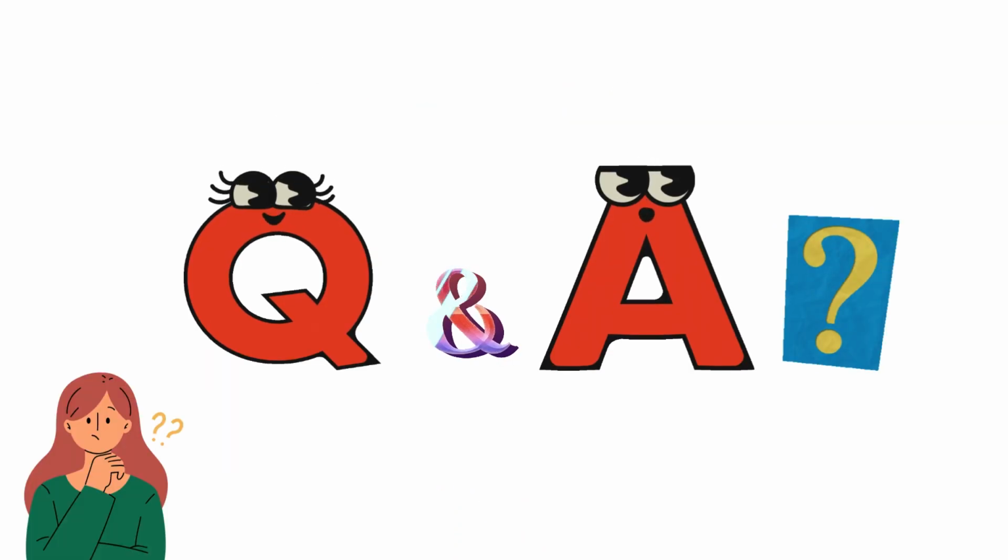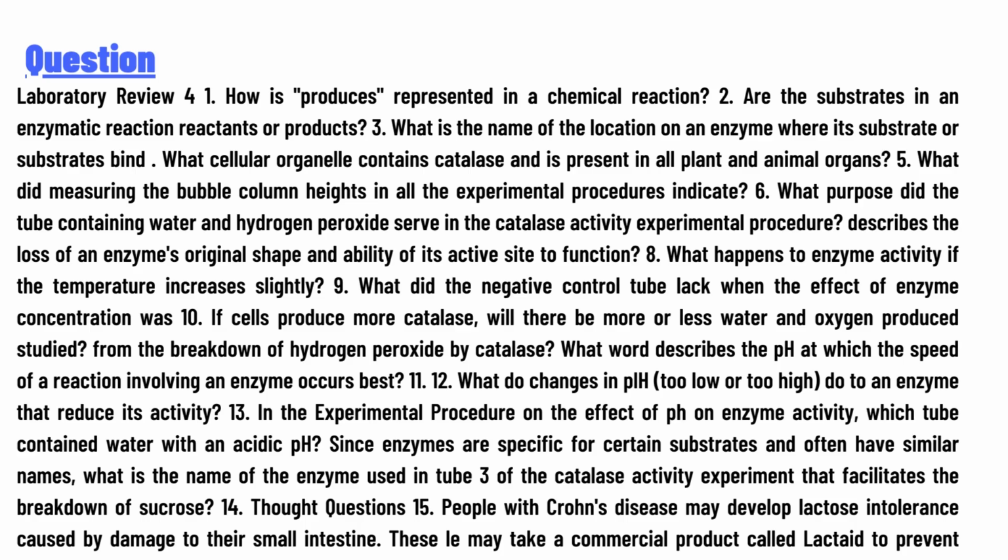So our today's question is laboratory review. How is produces represented in a chemical reaction? Two, what are the substrates in an enzymatic reaction, reactants or products? What is the name of the location on an enzyme where its substrate or substrates bind?